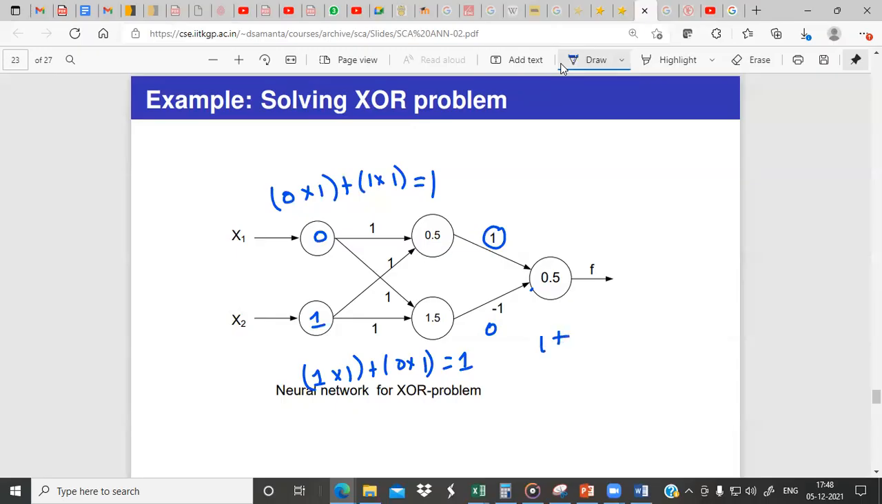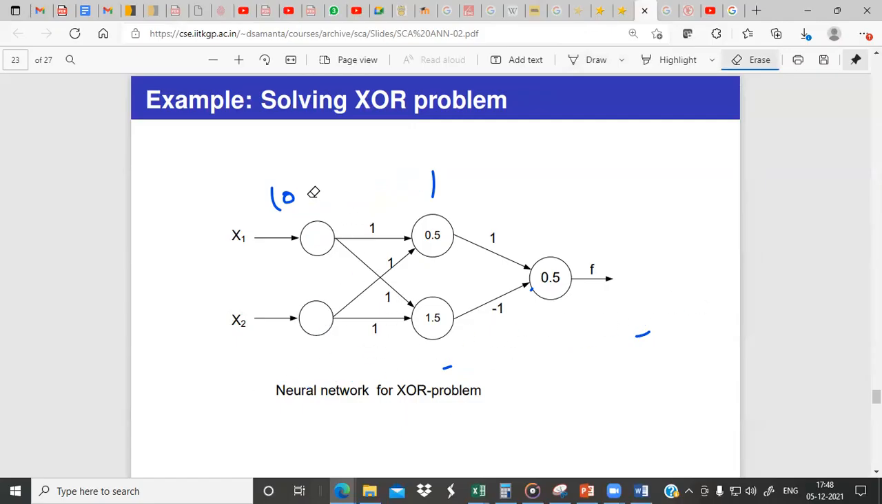So 1 plus 0 is what? Here it is just added. 1 plus 0 is what? 1. So the output is 1, right? Similarly, the other case is 1, 0.